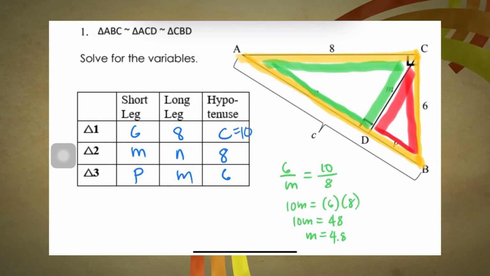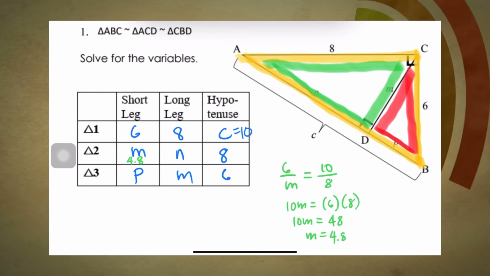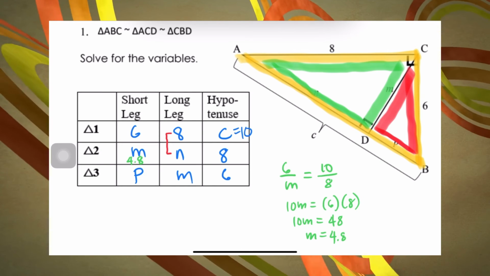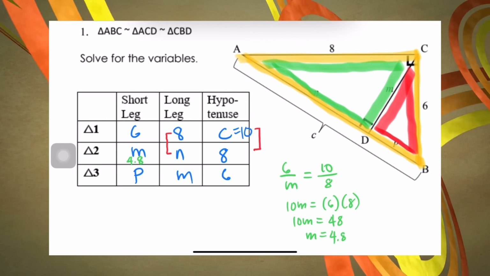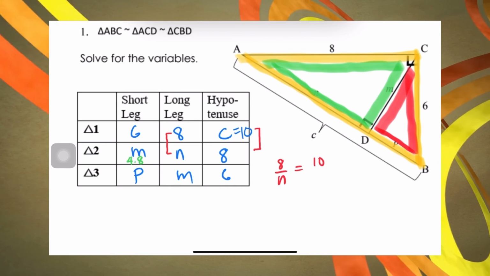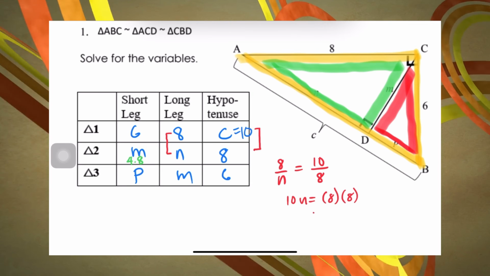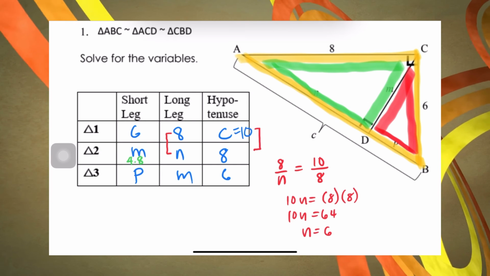So we know that M is 4.8. Now for N, we can compare 8 to N, the long legs of triangles 1 and 2, and the hypotenuses of the same two triangles, 10 over 8. So we write 8 over N is the same as 10 over 8. That gives us 10N is the same as 8 times 8, which is 64. Divide both sides by 10, so N is equal to 6.4.